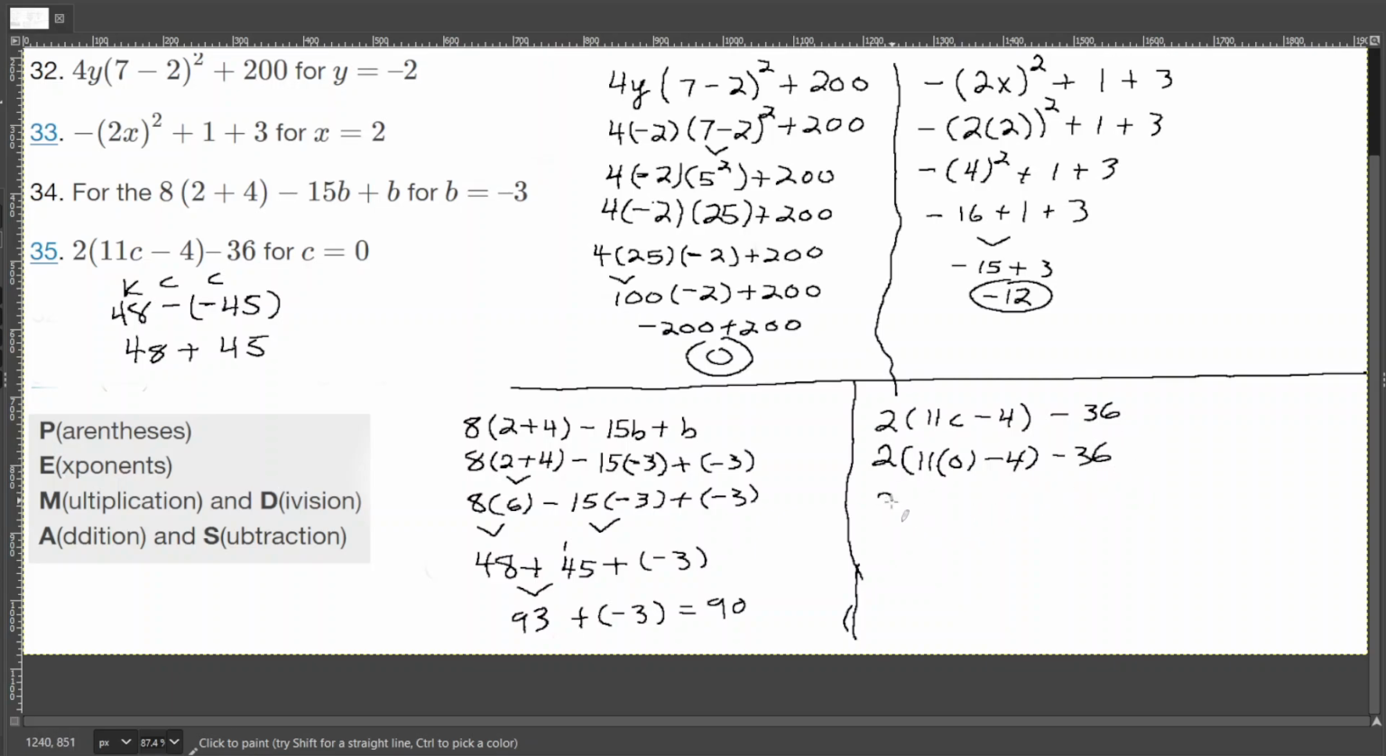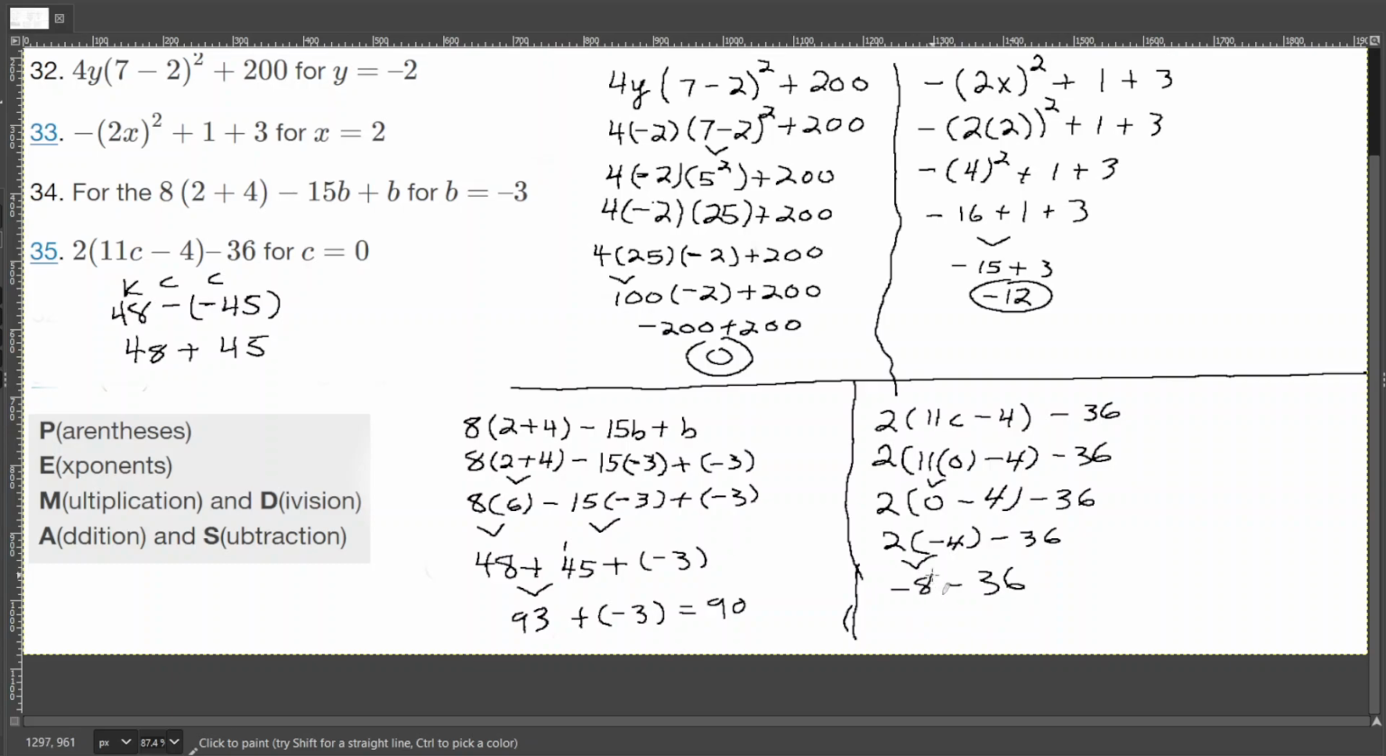All right, so now we have to go on the parentheses. We have a times and a minus. So that becomes 0, right? 11 times 0 is 0. Minus 4 minus 36. Okay, so now we have 2 times negative 4, right? Because 0 take away 4 will be negative 4 minus 36. Now we do the times, so that's negative 8 minus 36.